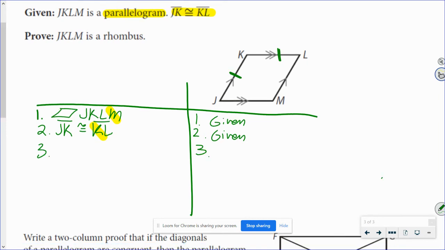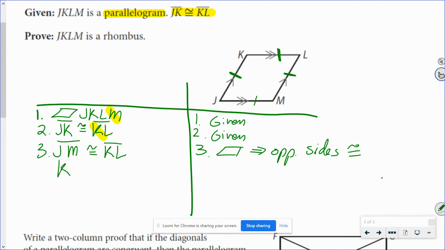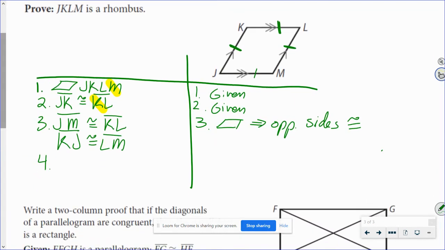Well, we already know that JM is congruent to KL. Why? Because if it's a parallelogram, then the opposite sides should be congruent, right? Same for the other 2, the left and the right side. KJ should also be congruent to LM for the same reason. So I'll put those both for step number 3. And then step number 4, we can actually end with, yes, it is indeed a rhombus, because we've already proven that all those sides are congruent to each other. So that will be the last step.